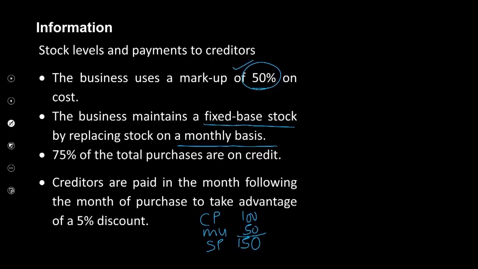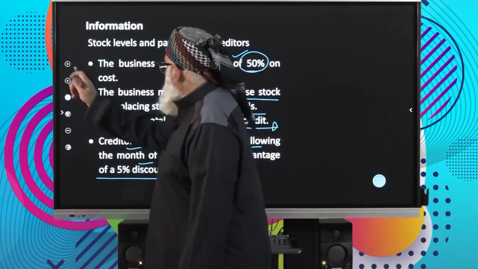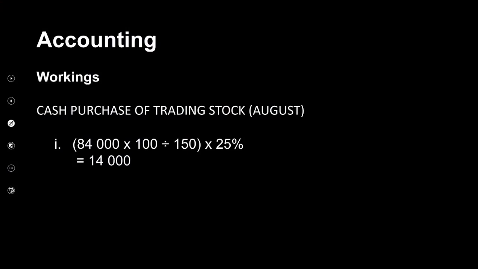75% of the total purchases are on credit. Again, important information: 75% of your purchases are on credit, which means 25% of your purchases will be for cash. Creditors are paid in the month following the month of purchase to take advantage of a 5% discount. Okay, so we have all that information. We are now expected to calculate this figure, which is our cash purchases of trading stock.